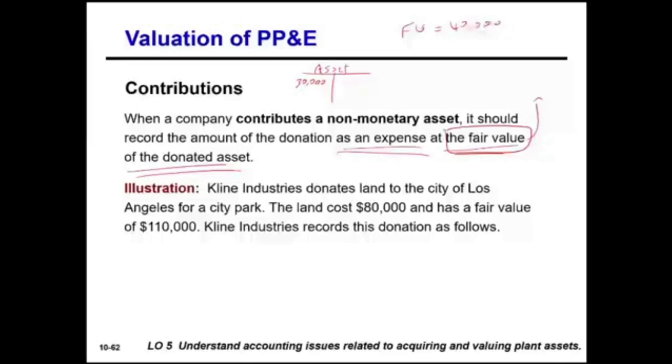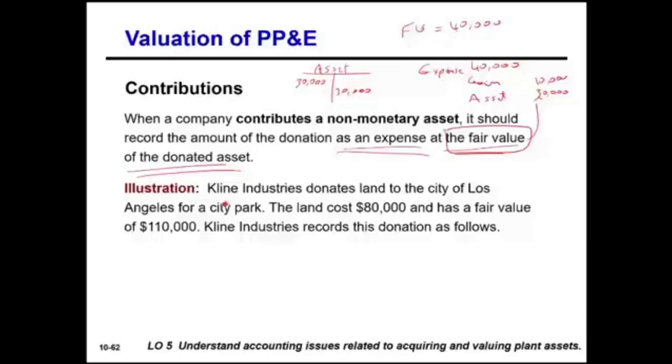Well, guess what? If we're going to get rid of this asset, we still have to account for the difference. So we have to record a gain, because we have to record the expense. Remember here, we have to record the expense at fair value, 40,000. The asset will be removed at 30,000, assuming no accumulated depreciation. So we have a 10,000 difference, then we have a gain. Because the expense is debited at fair value, we have to record any gain or loss.